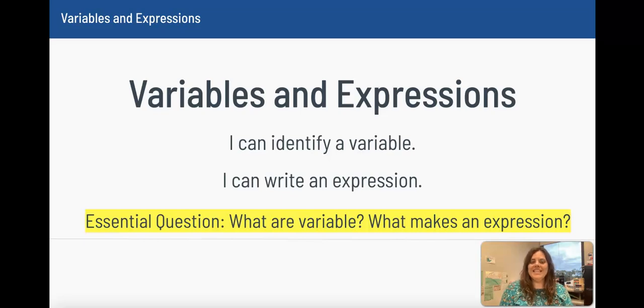Hey y'all, in this lesson we are going to go over variables and expressions. At the end of the lesson we want to be able to identify a variable and write an expression. Our essential questions for you to write down are what are variables and what makes an expression.